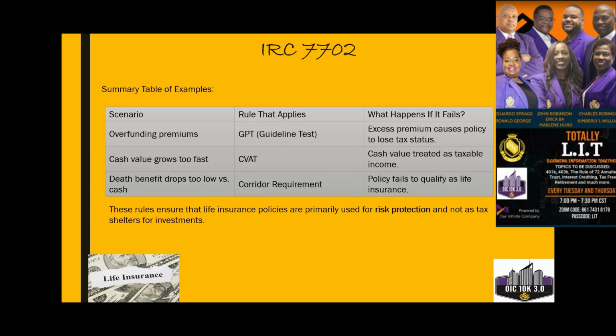So just summarizing the situations that can create a taxable outcome for those that do not understand how to benefit from IRC code 7702: overfunding premiums, or the cash value grows too fast and then the cash value is treated as taxable income, or even the death benefit drops too low versus the cash, and then the policy fails to qualify as a life insurance contract.